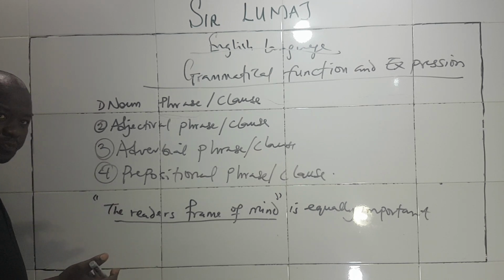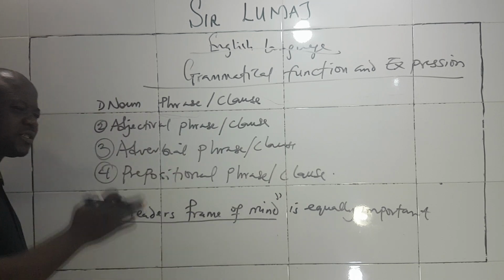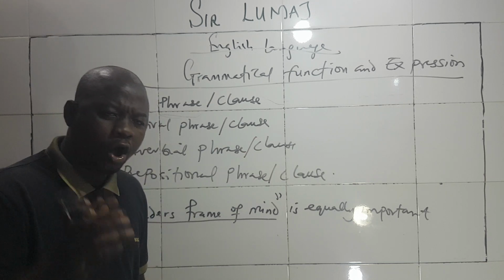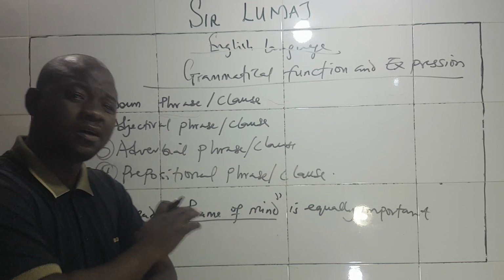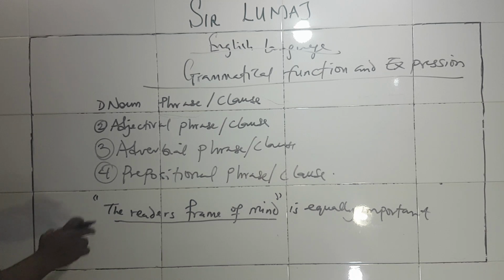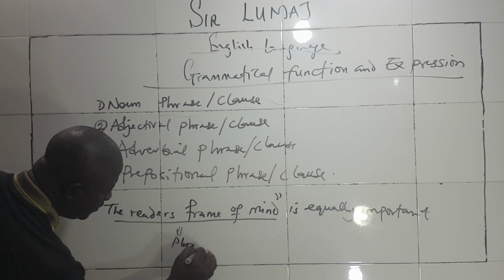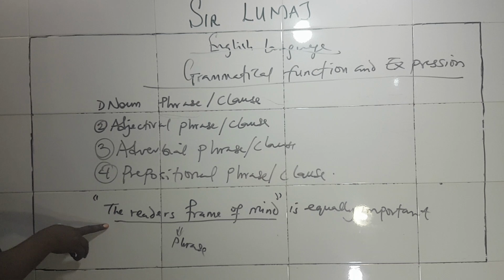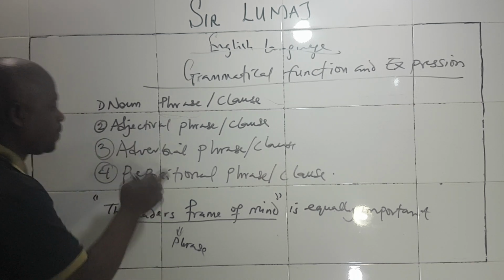They may even use a figure of speech. What you are just after is that the underlying word must not have a verb for it to be a phrase. Once it has a verb, one or two verbs, it becomes a clause automatically. So this one that we have, the reader's frame of mind, is what? A phrase. So the question is, what type of phrase is this? Is it a noun phrase or an adjectival phrase?